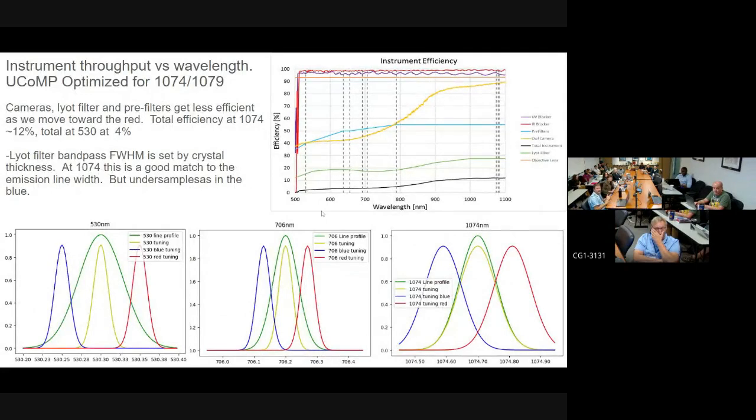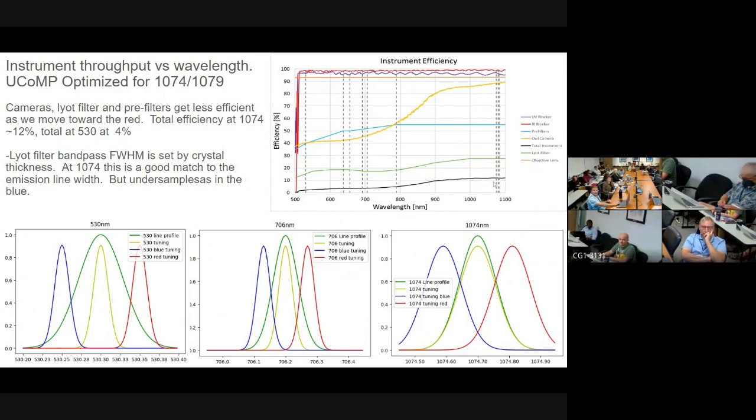So with that out of the way, I just wanted to touch back on our signal. Most of what I'm going to talk about is the noise, but for the signal, not just the camera, everything's optimized for the 10.74 range, the R13s. You can see the black line here is the overall instrument throughput. It goes down to like 4% at 530, and it's like 12% where we're looking good.